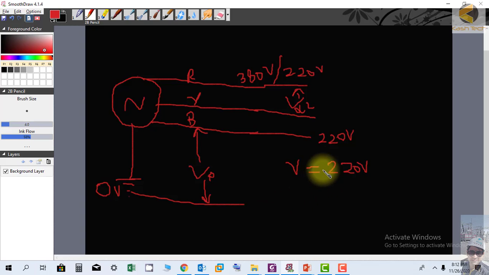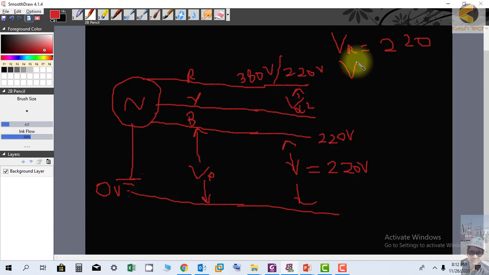now using the same philosophy, if we measure the voltage between red and yellow, okay, the red is at the potential of 220 and yellow is also at the potential of 220. So VR is at the potential of 220 with respect to neutral or earth, the phase voltages. Okay, and yellow is also at 220. So the question is, if we put a multimeter or voltmeter across red and yellow, why are we getting 380?